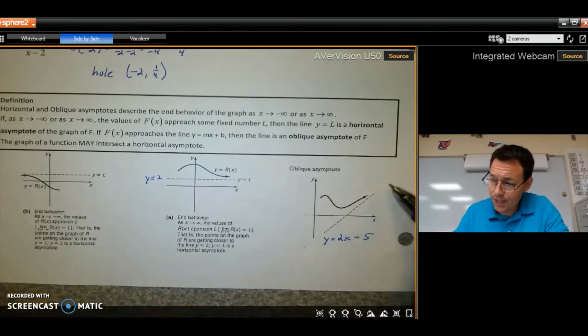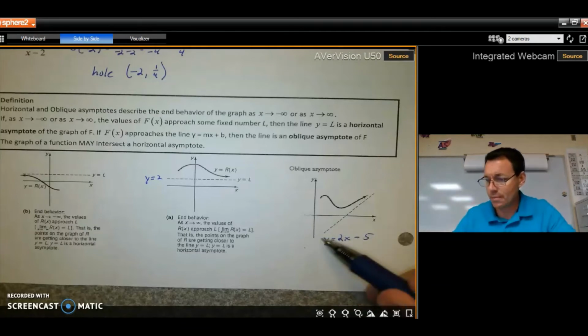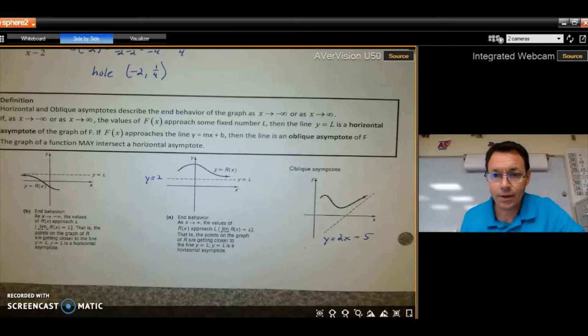As you head towards infinity, your graph just starts to curve and follow this imaginary dotted line and get closer and closer and closer to that value. Okay?